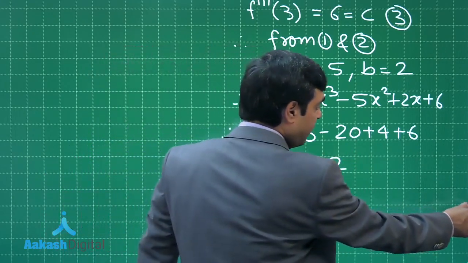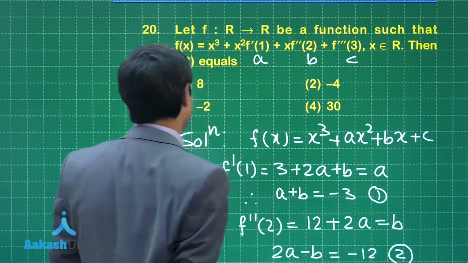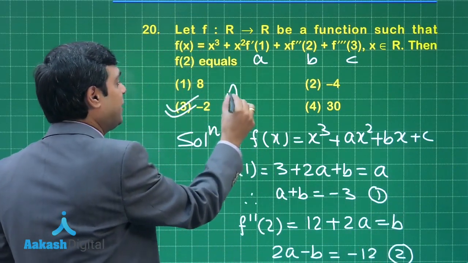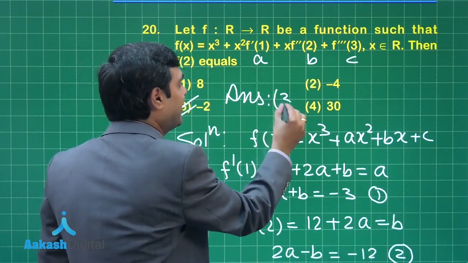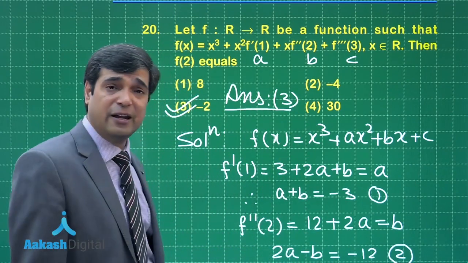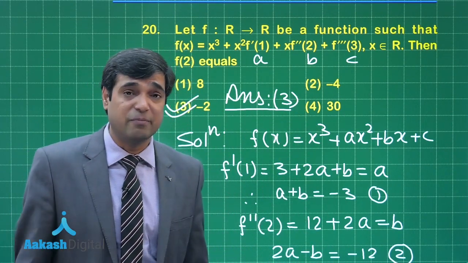Let us see whether it is available in the given options. Yes, minus 2 is there as option number 3. So, let us mark and mention the correct answer. I am sure this is clear. Let us move on to the next one, that is question number 21.